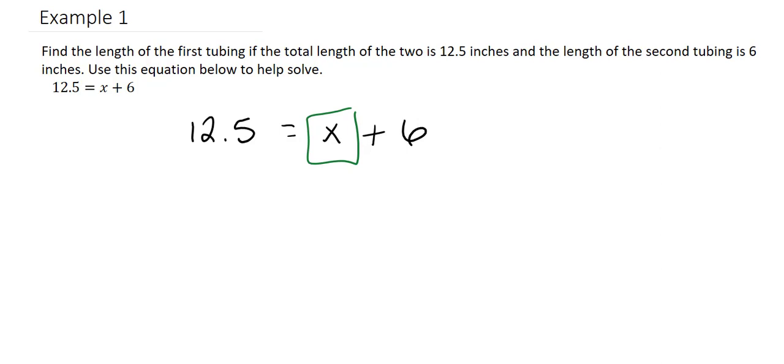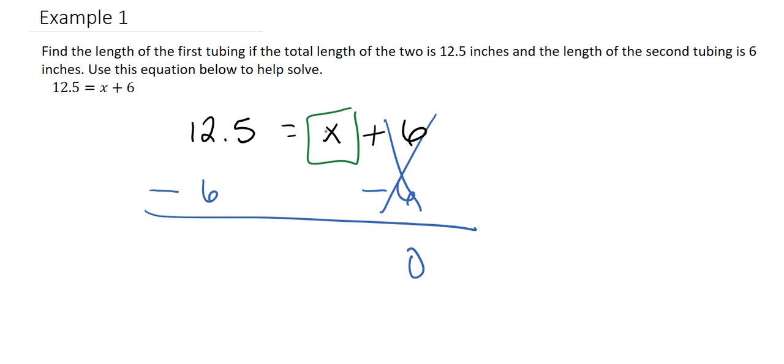What we're going to do is the opposite of the positive term. We're going to subtract 6 on both sides. So plus 6 minus 6 is just 0. We bring down the equal sign, x plus 0. Now we have 12.5 minus 6, and that's 6.5.